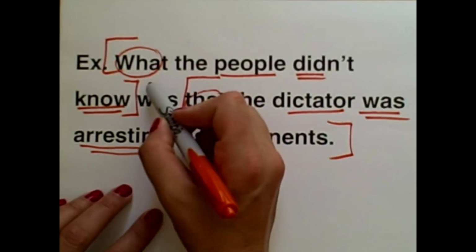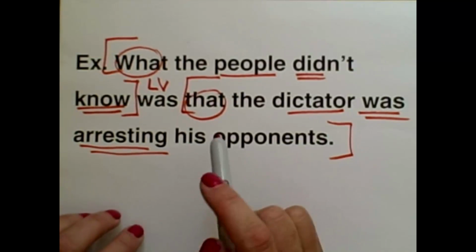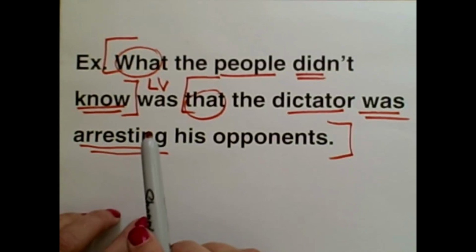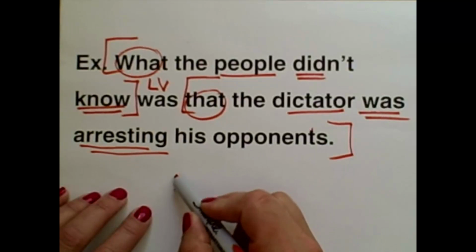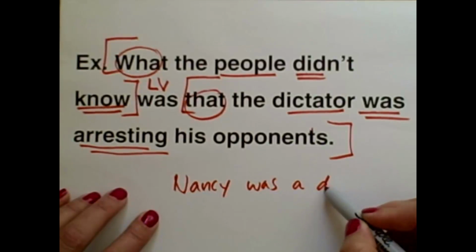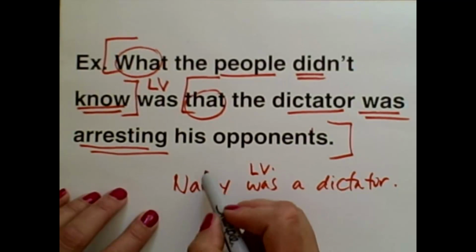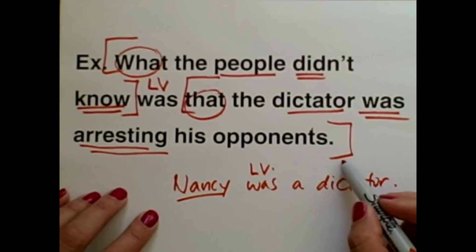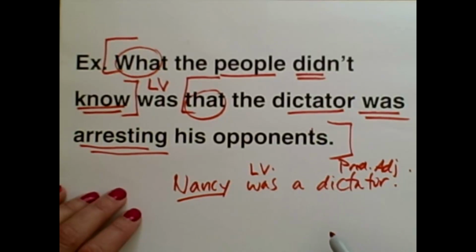They are separated by the linking verb was, which tells me that one clause is the subject of the sentence and the other one is a predicate nominative. Let's substitute two different words to test our theory. Nancy was a dictator. Still have a linking verb. This is my subject, and this is my predicate adjective. That works. Noun clauses can be quite long, but you should have no trouble finding them if you know how nouns function in a sentence.